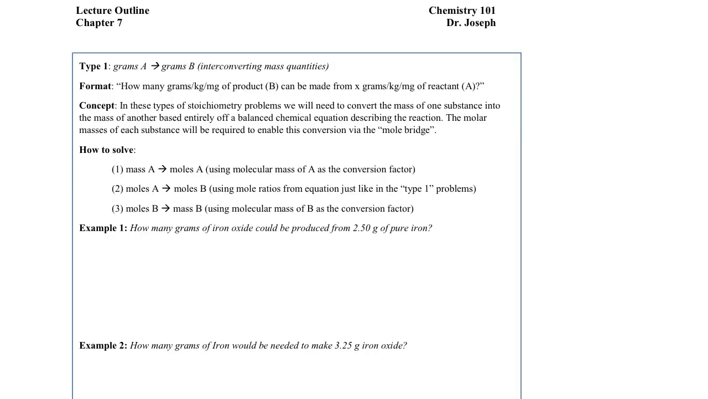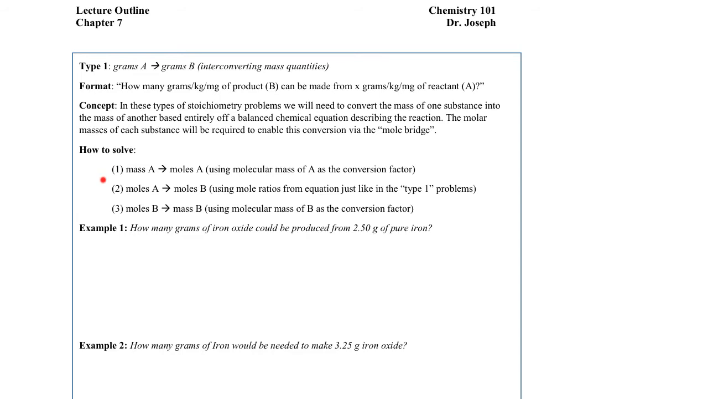So this is the format of a typical problem that involves mass stoichiometry rather than just moles. The format might look something like this. How many grams or kilograms or milligrams of product B can be made from some number of grams or kilograms or milligrams of reactant A? So you're given, say, the mass of the reactant and you need to know the mass of the product. Or you might be given the mass of the product and be asked what was the mass of the reactant used to make it. So how do we solve these types of problems?